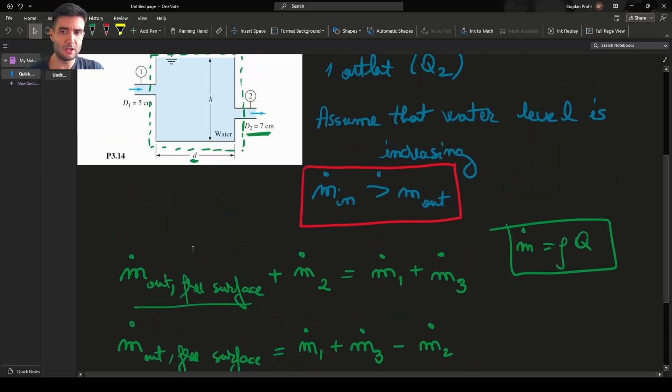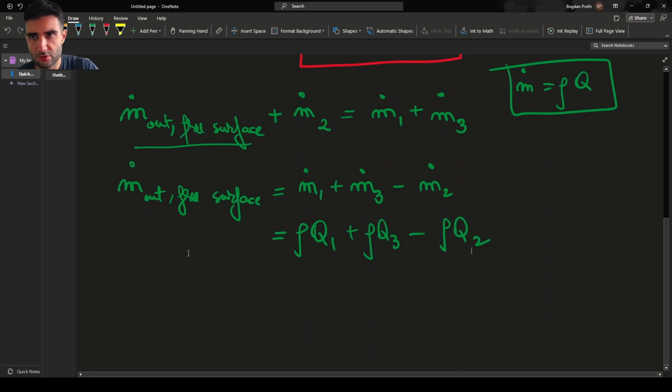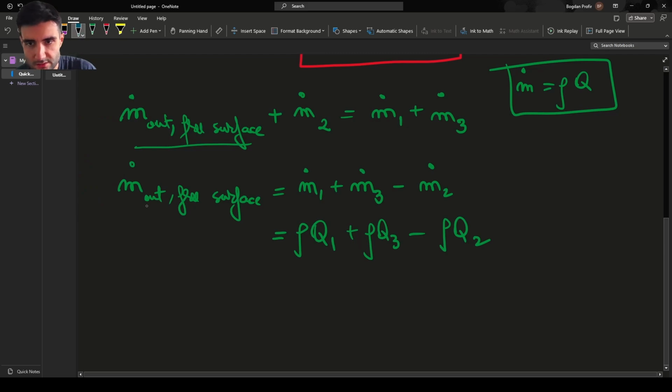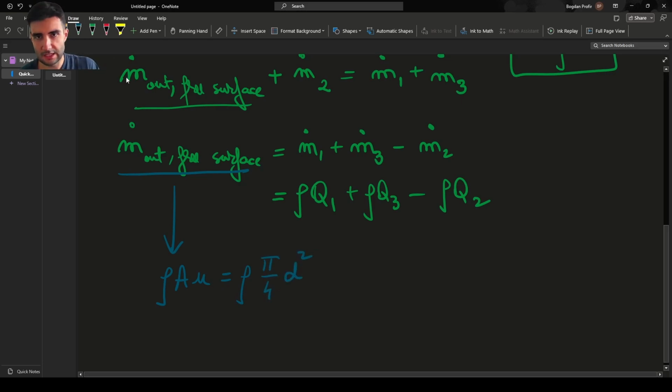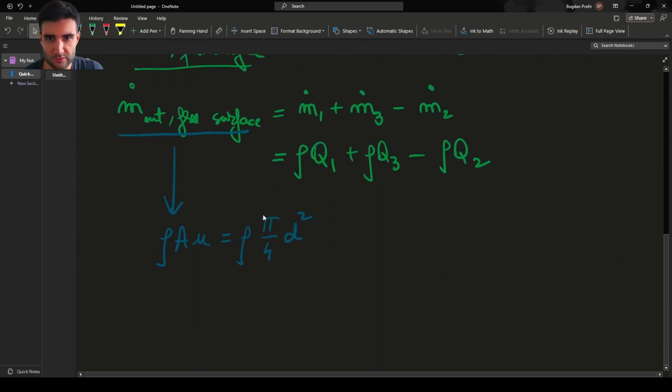So for the mass out at the free surface, let's try to find what that is going to be. Again, this is a mass flow rate, which means that it's equal to the density times the area times the velocity, let's call it u. So this is equal to rho times the area, which is pi over 4 d squared, because the tank is a cylinder whose cross section is a circle. The circle has a diameter d, so the area is pi over 4 d squared.